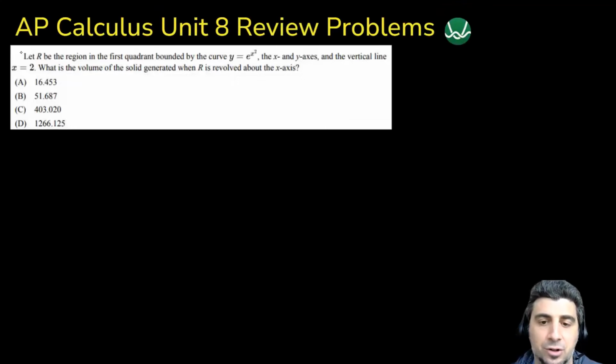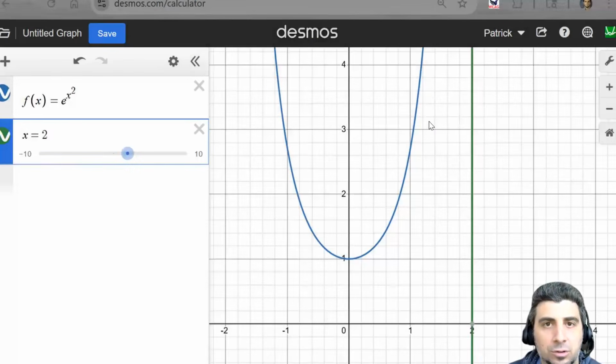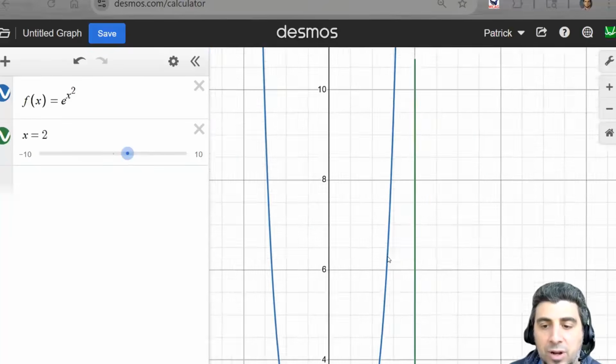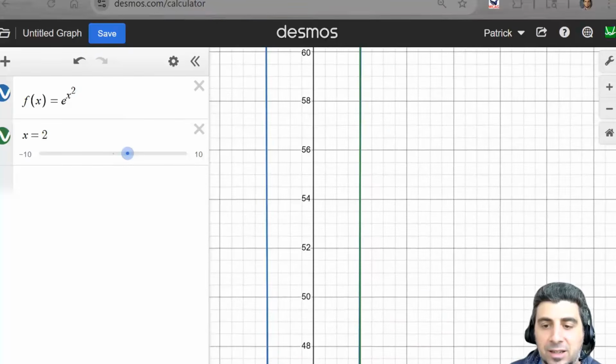Let R be the region in the first quadrant bound by the curve y equals e to the x squared, the x and y axes, and the vertical line x equals 2. What is the volume of the solid generated when R is revolved about the x-axis? So graph the region here, and it might look a little tricky because there's this gap here. But you have to remember that the region is enclosed by the graph of e to the x squared, the line x equals 2, and the coordinate axes. So it's this section right here, and you would have to go up pretty far to see where e to the x intersects x equals 2.